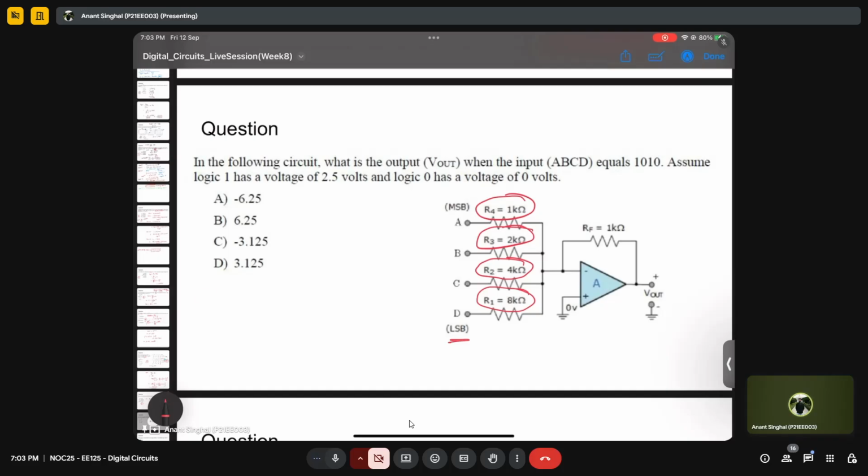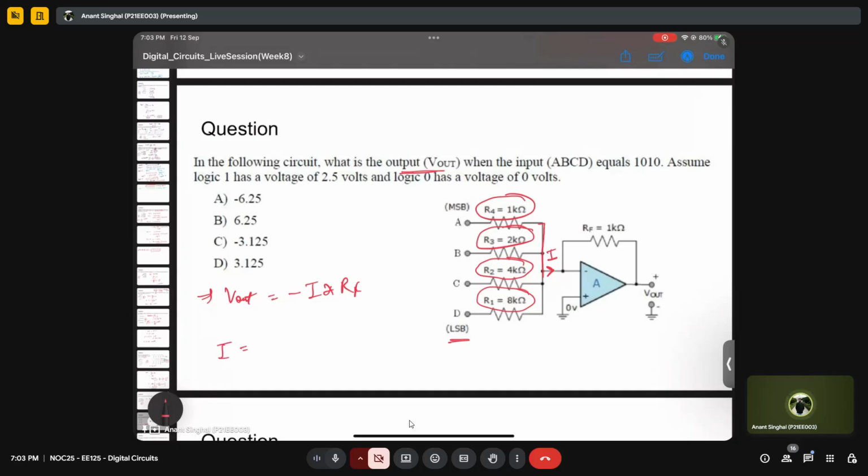So we have V out again as minus. We have 1 kilo ohm of resistance. We need to find the V out, right? Since we have different resistances, we can apply KCL here. Let's say this is the current I and this is RF. So V out is nothing but minus I times RF.